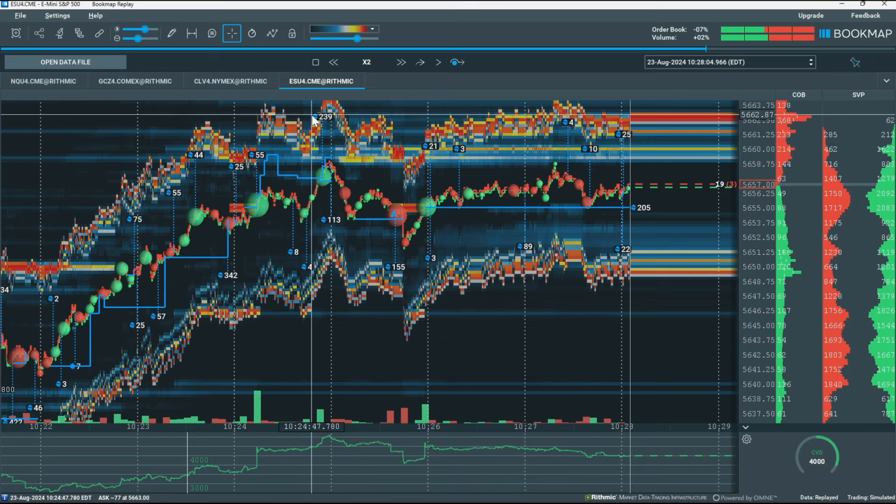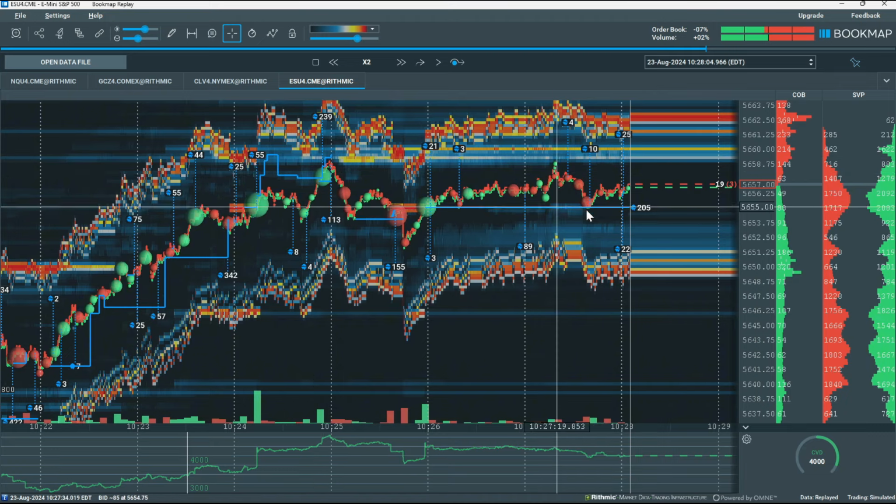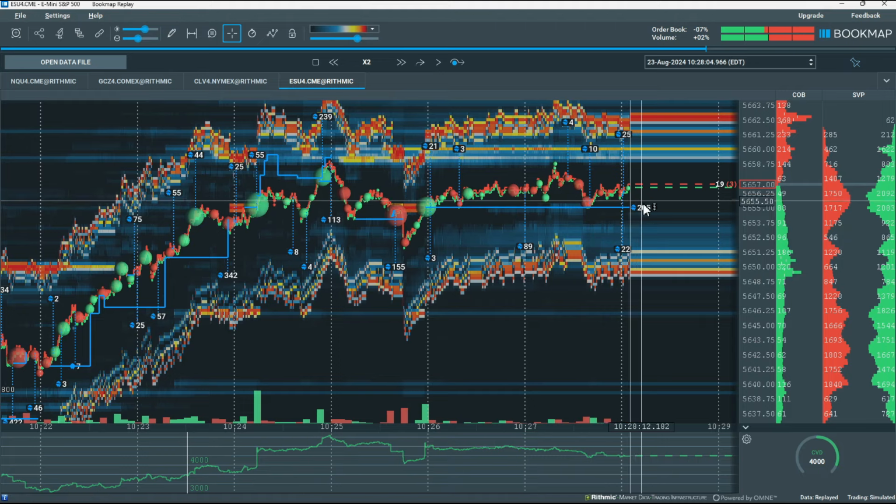We do have a big one at 239, but we see that they pulled that order, so that order is no longer active. As of now, we have this 205 iceberg around that 56-55 level. So if we were looking to trade with the icebergs, we could look for a potential long position if price comes into this area and look for a scalp to the next area of liquidity.